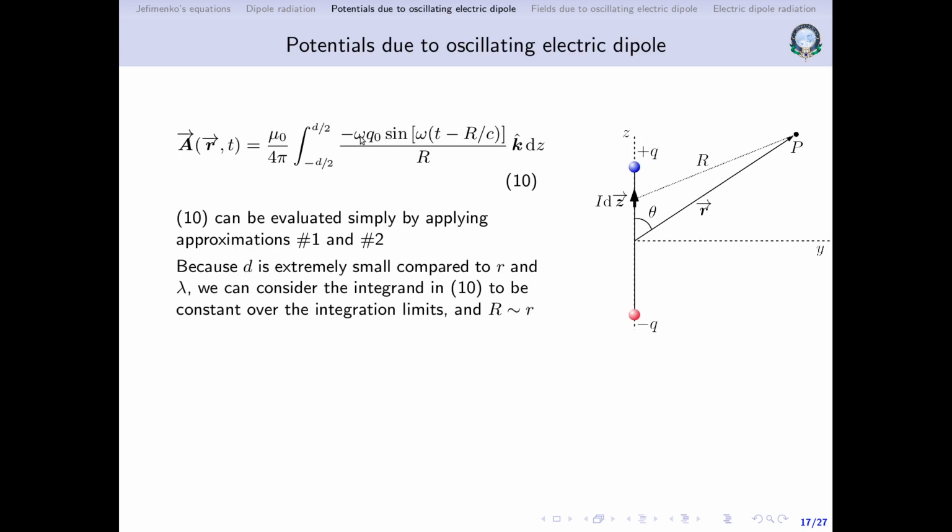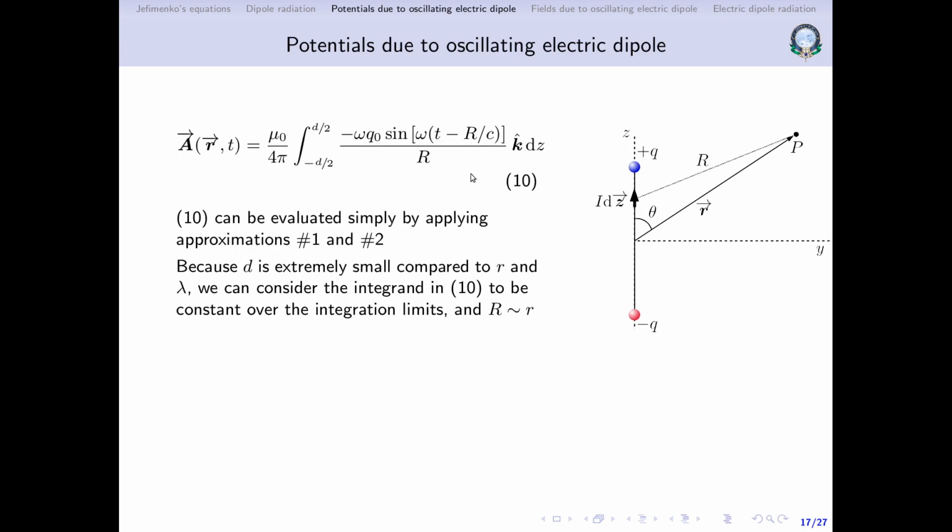As a result, you can see here ω is constant, q0 is constant. Of course, we are integrating with respect to position, so it is independent of t. The only thing that it was depending on was capital R, the separation distance. And because of approximations 1 and 2, this separation distance is approximately equal to the distance to the field position, capital R is approximately equal to small r. So as a result, this entire integrand becomes a constant.